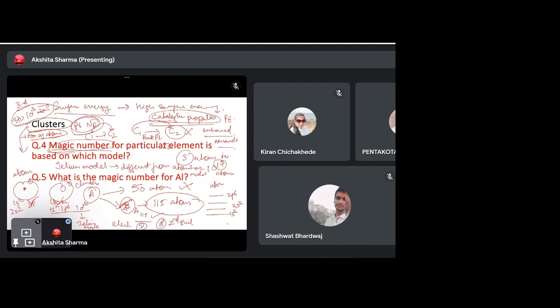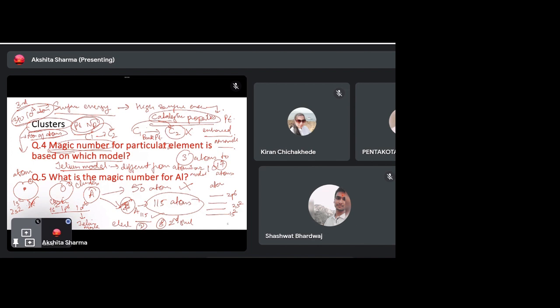Is that clear now? The Jellium model is based on the free electron metal, fine, and involves wave functions and other boundary conditions. That is why the electron filling is different. I hope everyone is clear. So the magic number of a particular element is based on which model? It is the Jellium model. Now moving on to the next question.